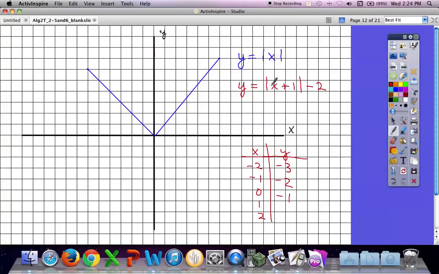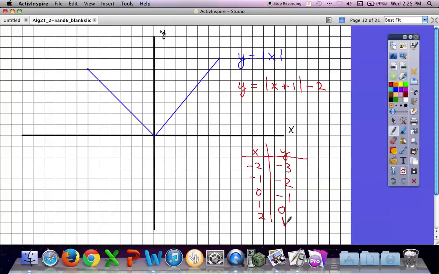Plug in 1. 1 plus 1 is 2. Absolute value is 2. 2 minus 2 is 0. And the last one, plug in a 2, we get 2 plus 1, 3. Absolute value is 3. 3 minus 2 is 1.